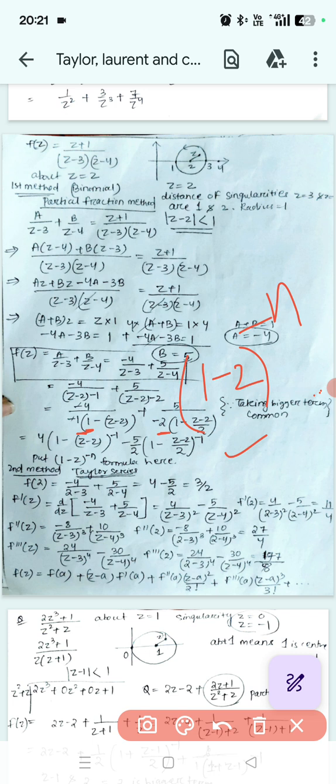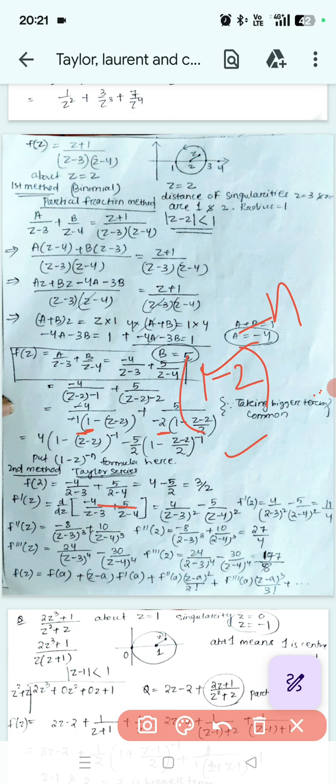Okay, this is the binomial series expansion, and in the second method you can use the Taylor series expansion formula. That is, you have to find f of z, that is f of 2, by the equation which you get by the partial fraction method. Only put 2 in place of z, so minus 4 by 2 minus 3 plus 5 by 2 minus 4.